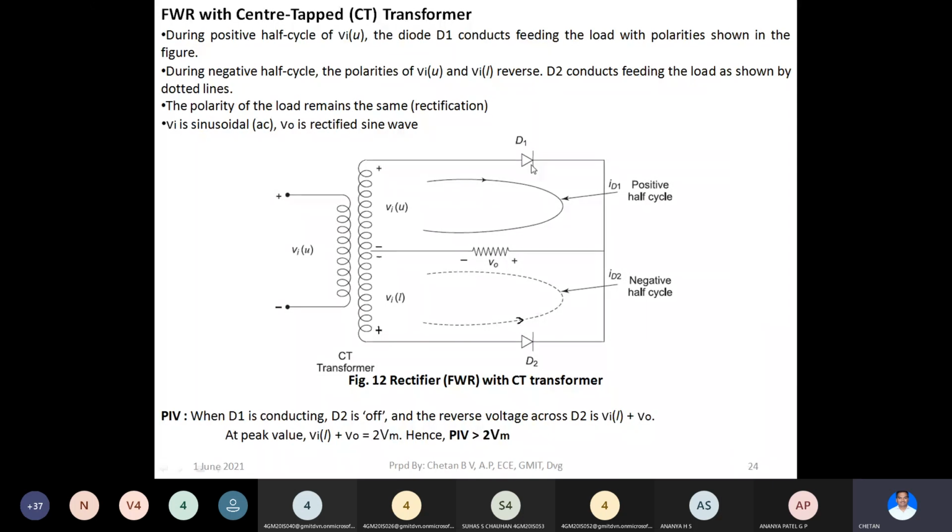Therefore, if D1 is forward biased, the current will flow from secondary of the transformer through diode D1, which can be considered as ID1, and it will flow through the load resistance RL, and this part will be positive and this part will be negative as the current is flowing from this end to this end. So you can take direction like this, and for this what you get is this part of the output from 0 to pi. So you will get from 0 to pi during positive half cycle.